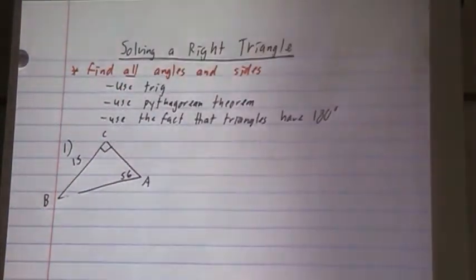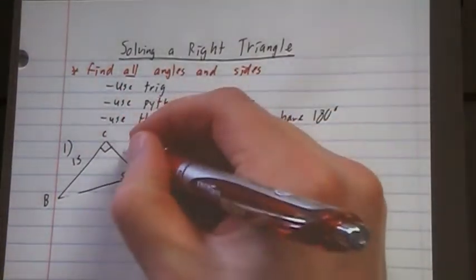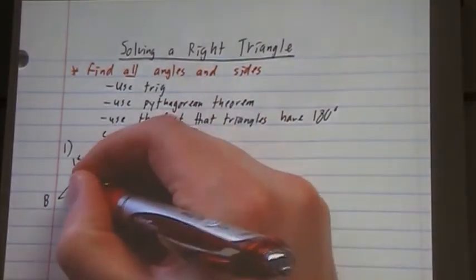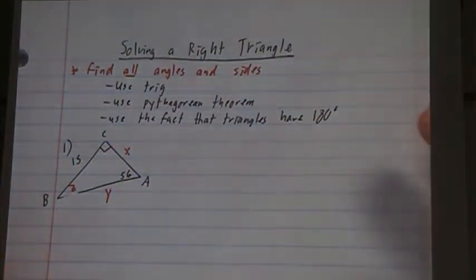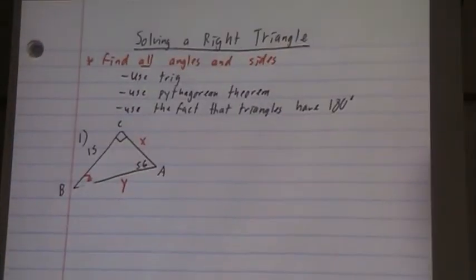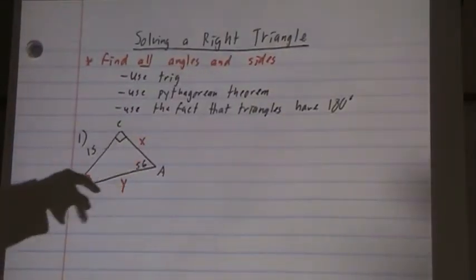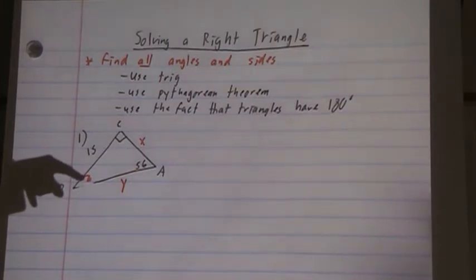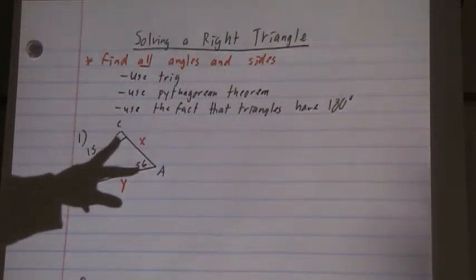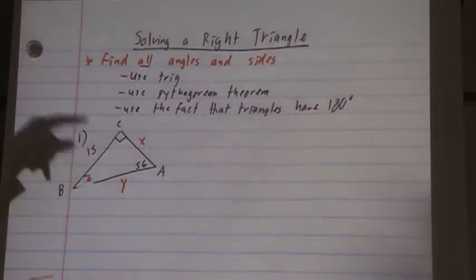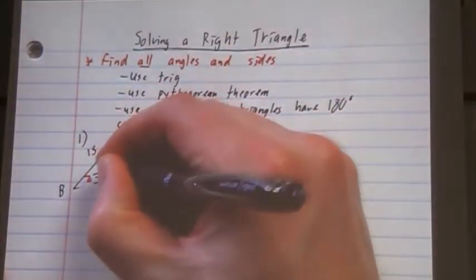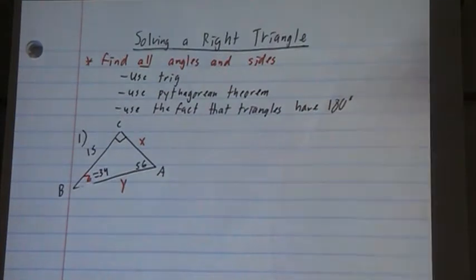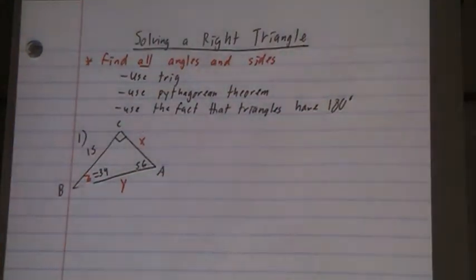Might be something like this, and then x, y, z. Well, you look at that, you're like, man, I don't know where to start. I'm going to tell you right now. You've got two angles. Can you find that last angle pretty easily? Yeah. Add those guys together, subtract from 180, boom, 34. Z must be 34. And right like that, we've got part of our problem already done.